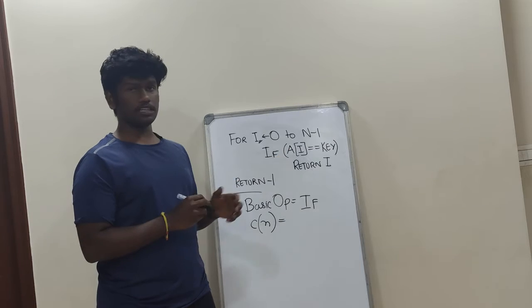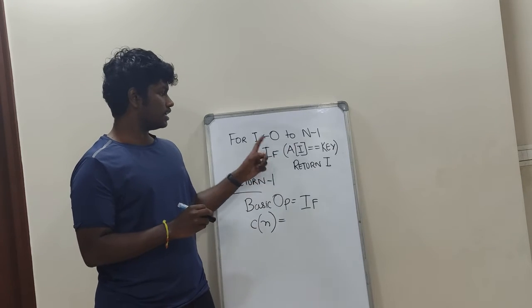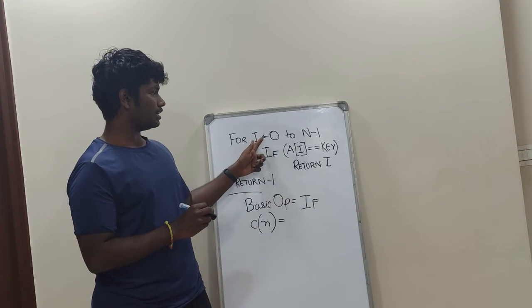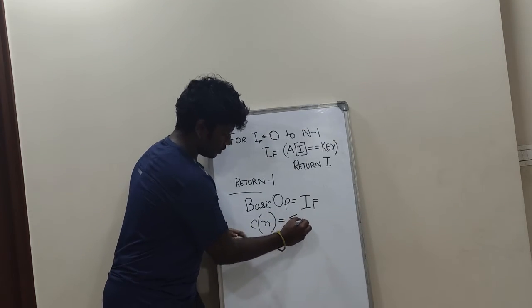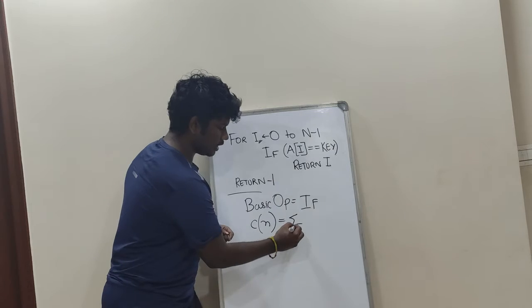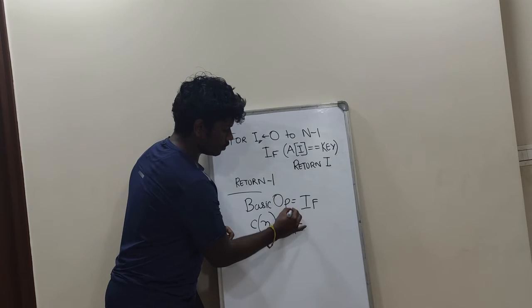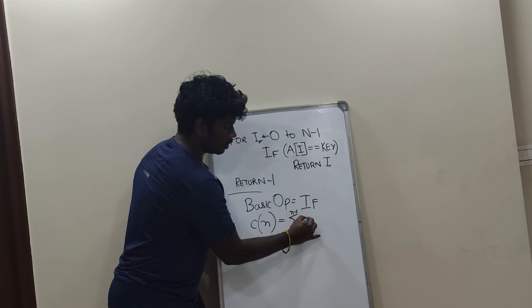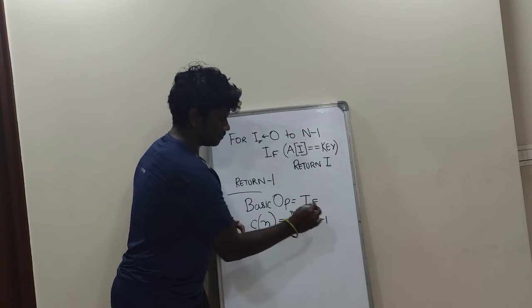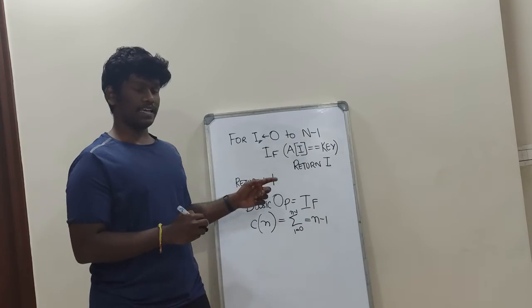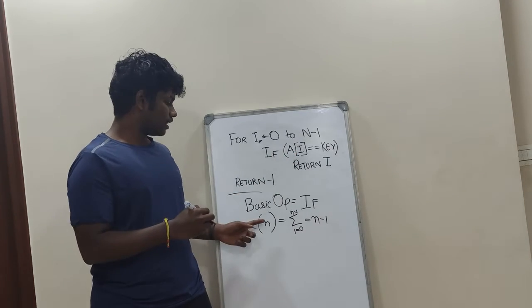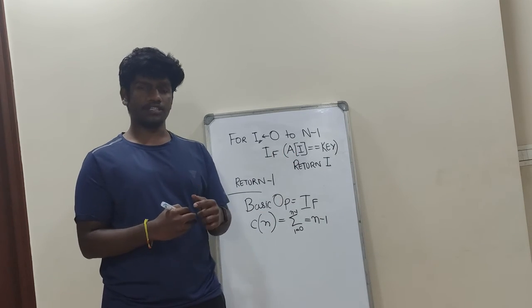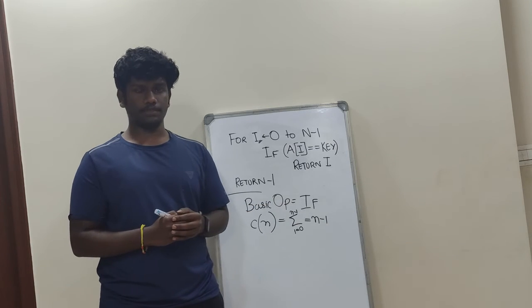Here we are executing the comparison operator inside the for loop for i equals 0 to n minus 1. So this C of n, that is the number of times, would be i equals 0 to n minus 1, which will come to n minus 1. So the basic operation here is the if statement, that is comparing, and the number of times we are executing the basic operation is n minus 1 times.